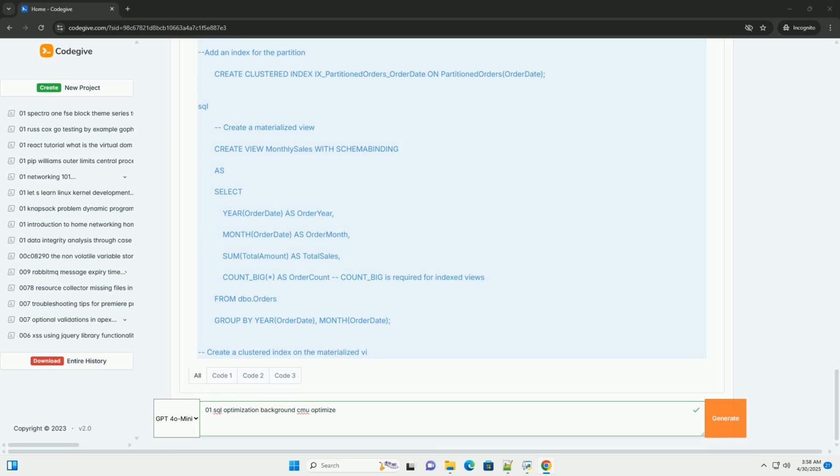Okay, let's dive deep into SQL optimization, covering the background, CMU's approach, and concrete code examples. This will be a comprehensive guide.